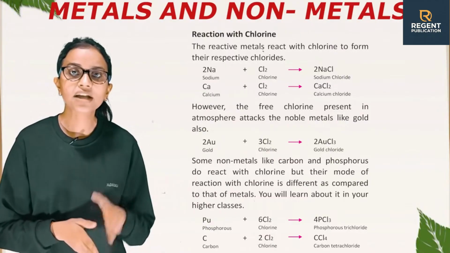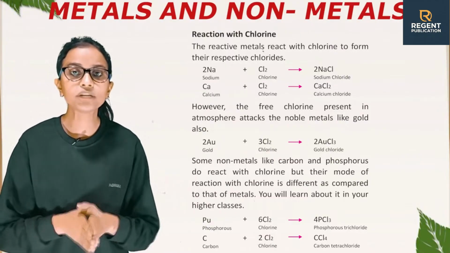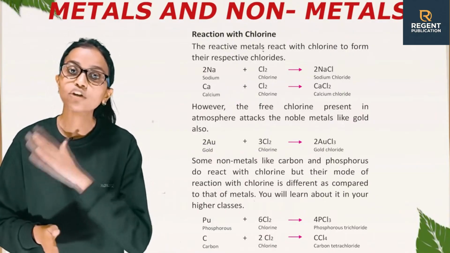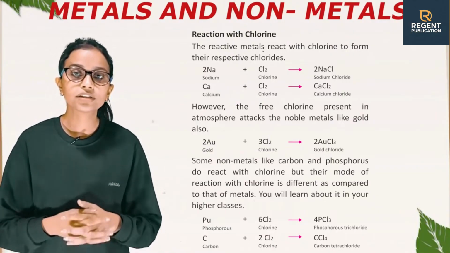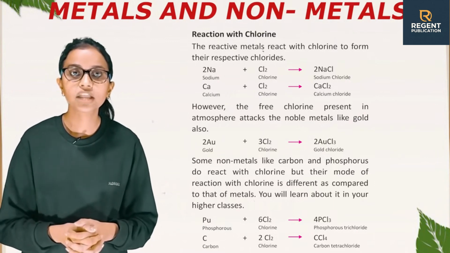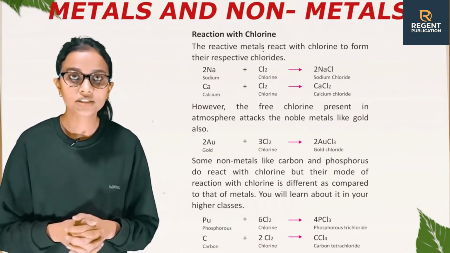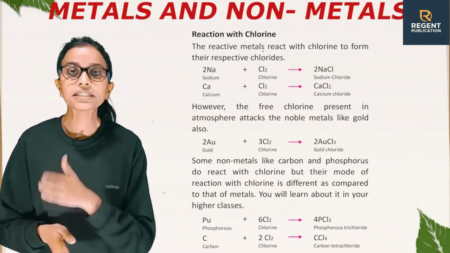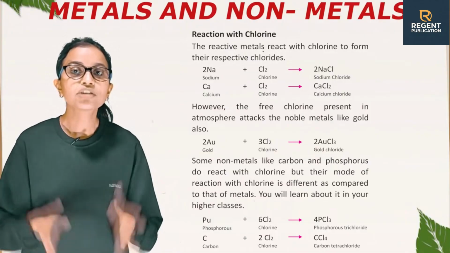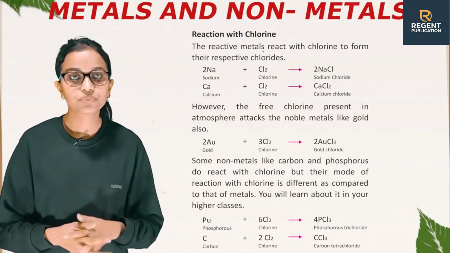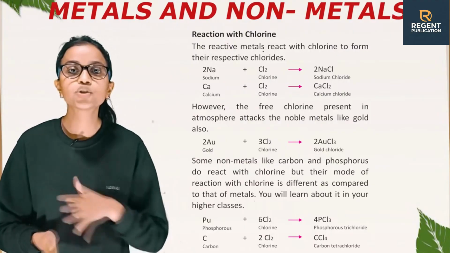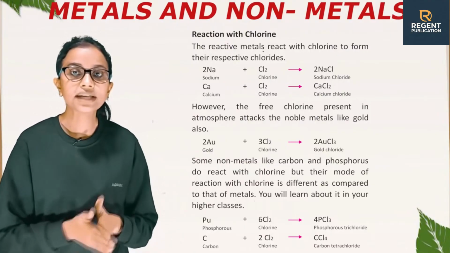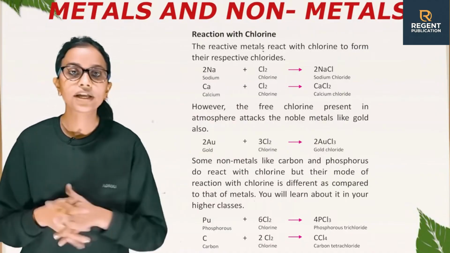Some nonmetals like carbon and phosphorus do react with chlorine, but their mode of reaction with chlorine is different as compared to that of metals. You will learn about it in your higher classes. Now, P, phosphorus, plus 6Cl2, chlorine, gives 4PCl3, that is phosphorus trichloride. C, carbon, plus 2Cl2, that is chlorine, gives CCl4, that is carbon tetrachloride.